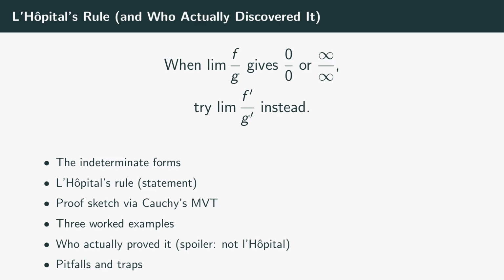The setup is simple. Sometimes you take a limit and substitution gives you nonsense, 0 over 0 or infinity over infinity. These are the indeterminate forms. L'Hôpital's rule says, in those cases, differentiate the top and the bottom separately and try the limit again. Often you get a number on the first attempt. Sometimes you need to apply the rule twice or 3 times. We'll state the rule, prove it with Cauchy's mean value theorem, work 3 classic examples, and then tell the priority story, which is a much better story than most textbooks bother to mention.